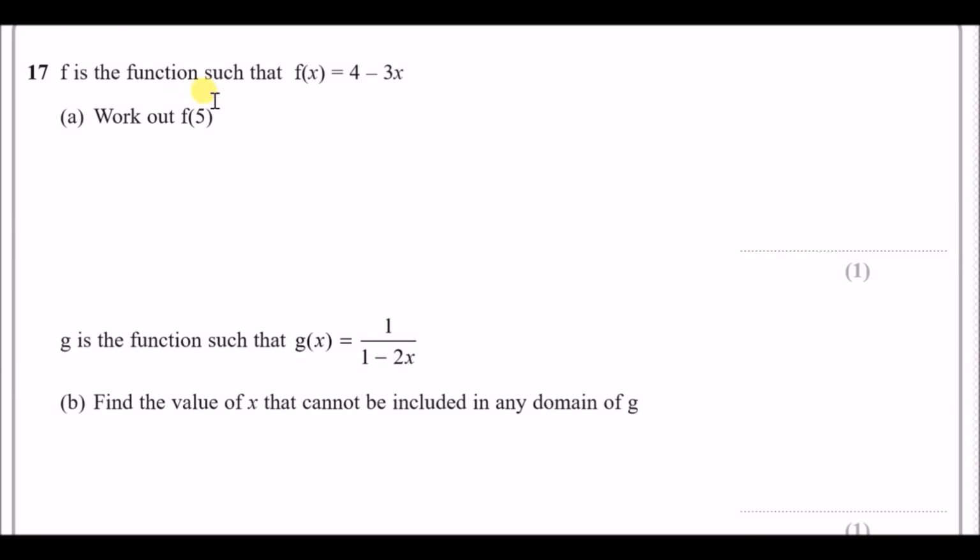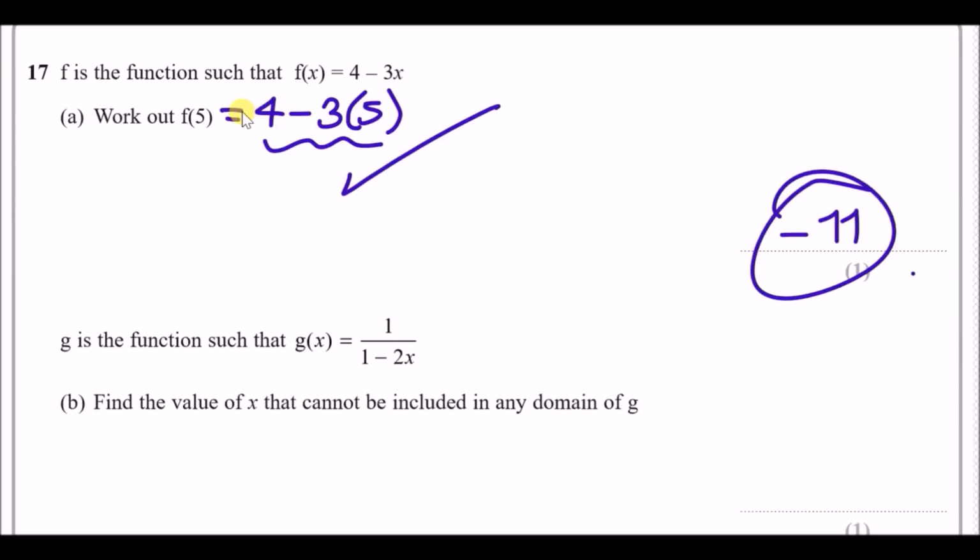So f is the function such that f(x) equals 4 minus 3x. Work out f(5). For this one, you literally just replace x with 5. So this means that the function at the point 5 is now 4 minus 3 times 5. And putting this in the calculator, well, this is going to give you minus 11.